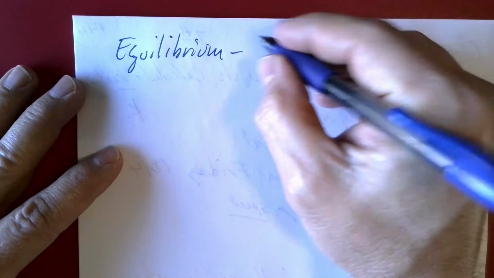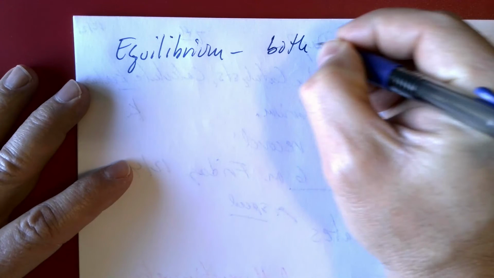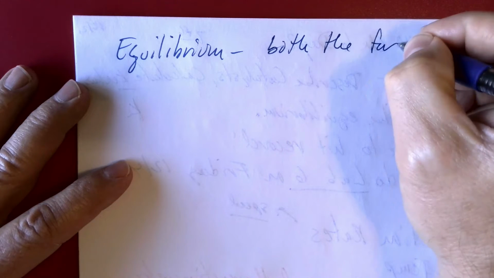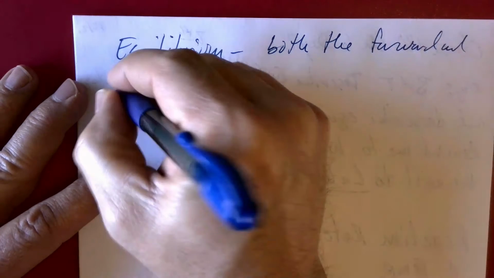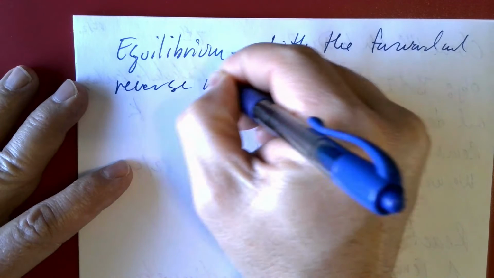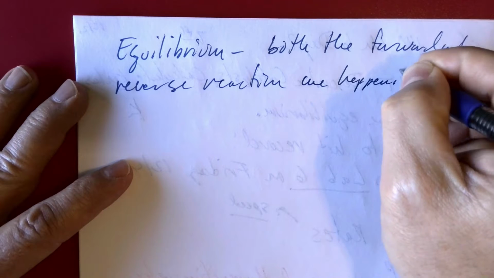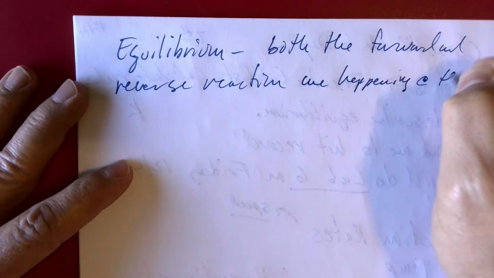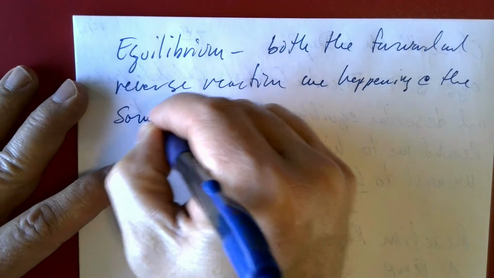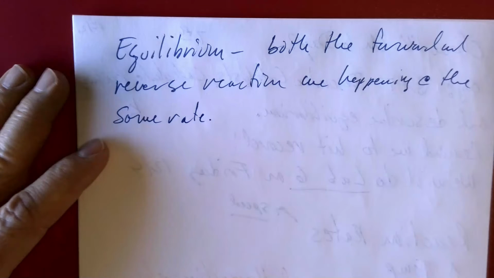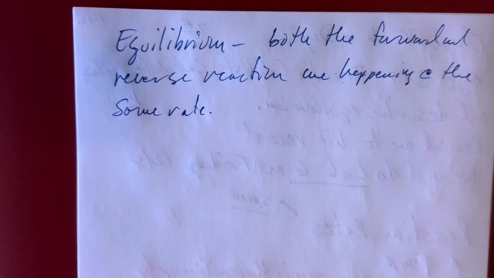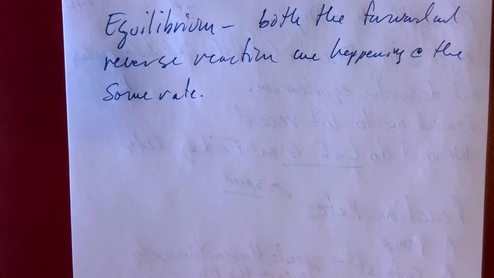Equilibrium is a state in which both the forward and reverse reaction are happening at the same rate. So typically what you see, or you don't see anything. You don't think anything's happening because it's happening on a molecular level. But what's really going on is that you're going right and you're going left.